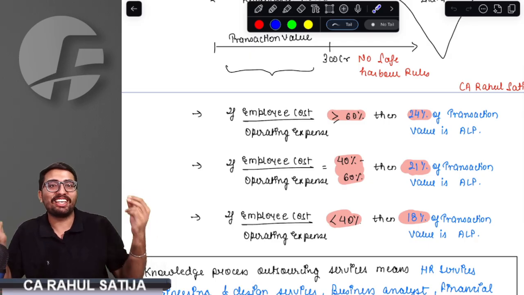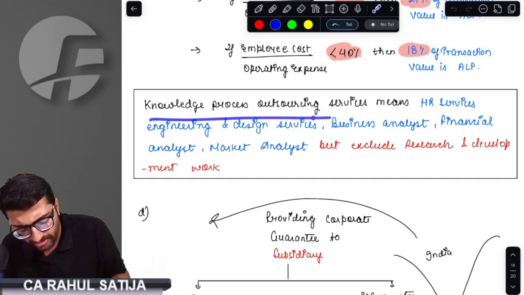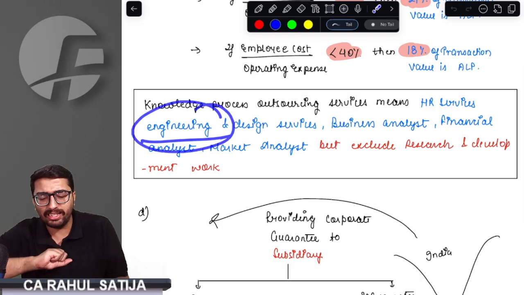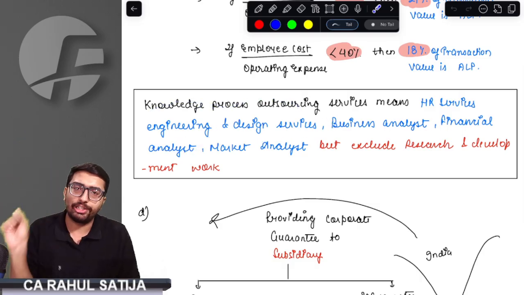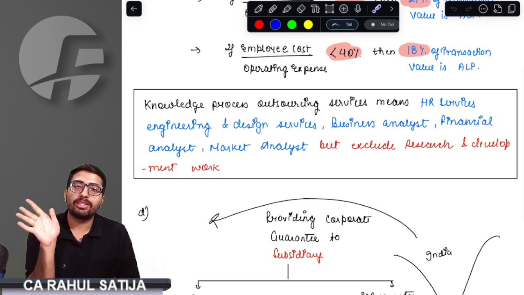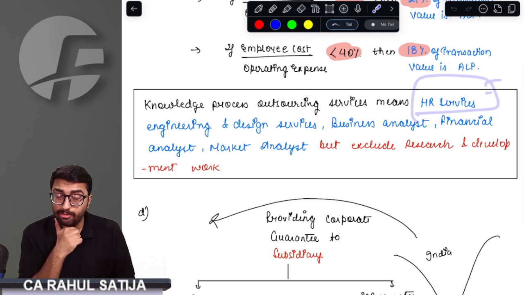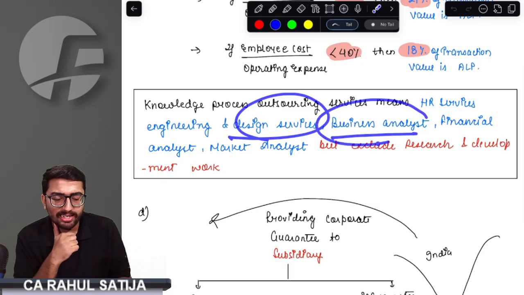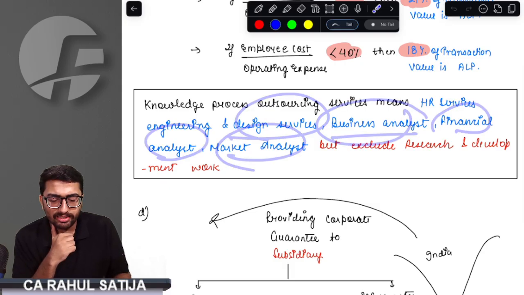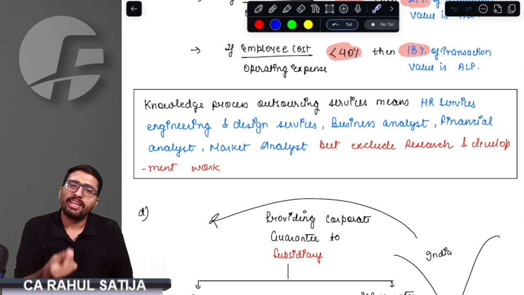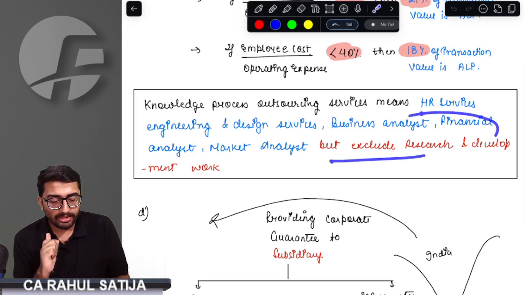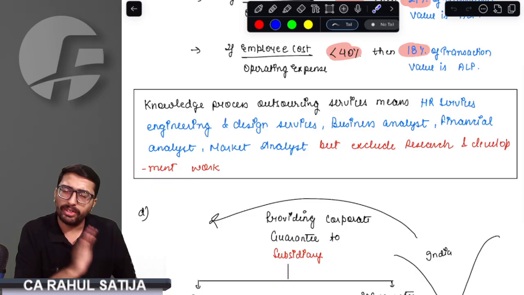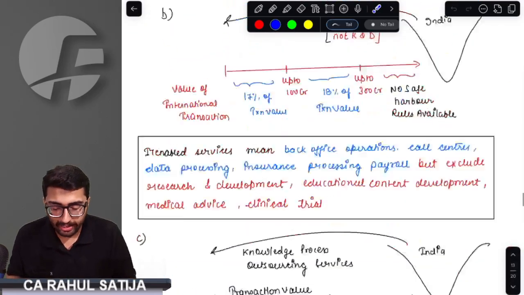We understood what to declare, but we did not get what the actual KPOs are. KPOs are very simple. If an Indian entity is providing HR services, engineering services, anything based on knowledge, KPOs imply anything that is based on knowledge. HR services, engineering services, design services, business analyst, market analyst, financial analyst. If an Indian entity is providing these services, it is considered KPO. But research and development is not considered knowledge processing. It is separate altogether. We'll study that also. So are we clear?